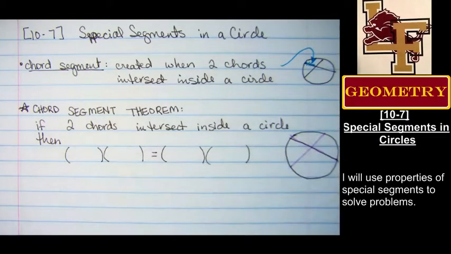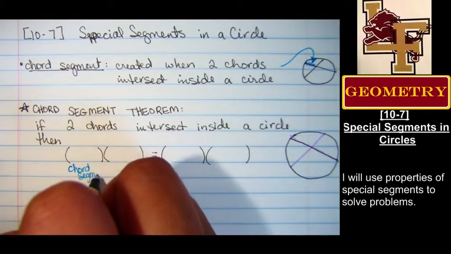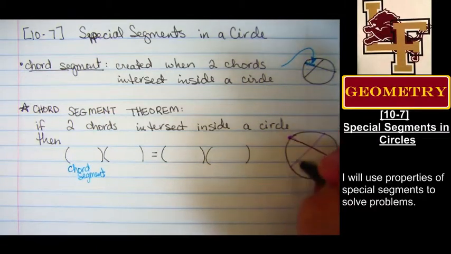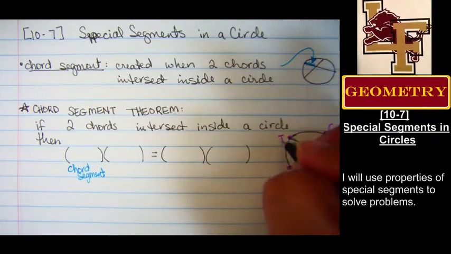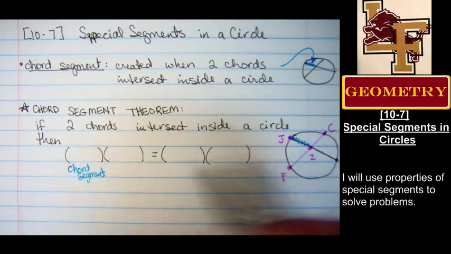So I'm going to take each of these chord segments and multiply them together. I need some letters, please. Can I have 5 different letters from 5 different people in the room? C. E. Z. F. J. All right, so one chord segment could be this one right here, J to Z.